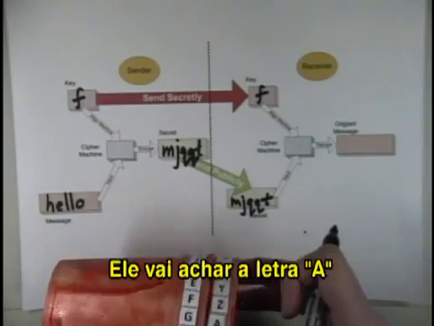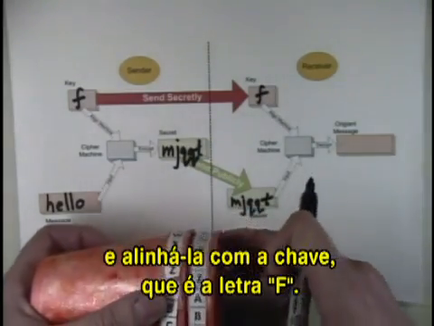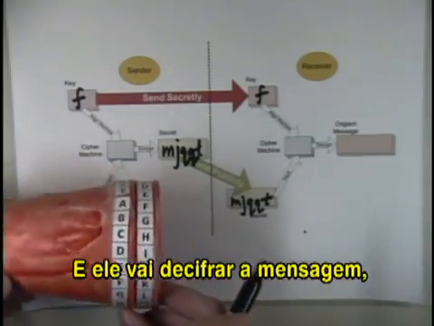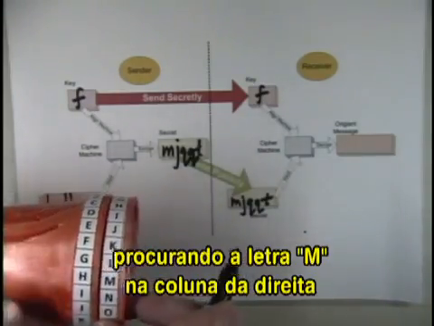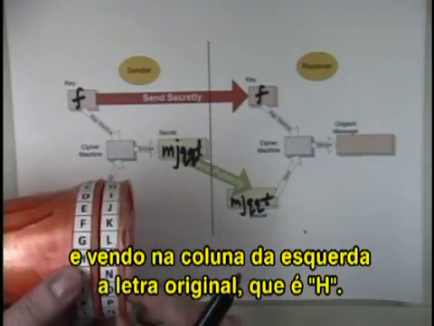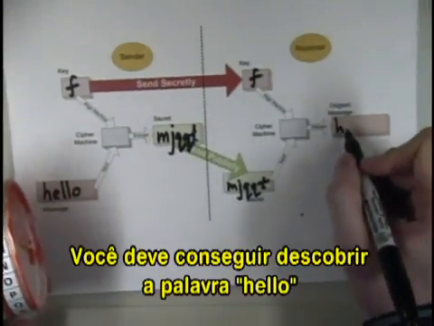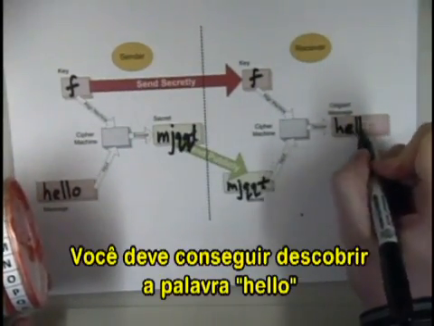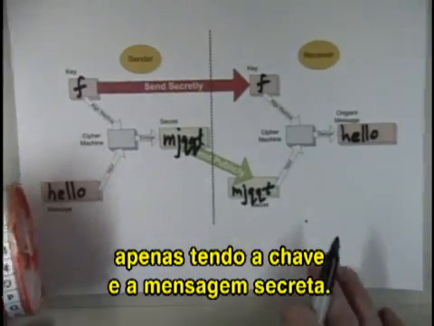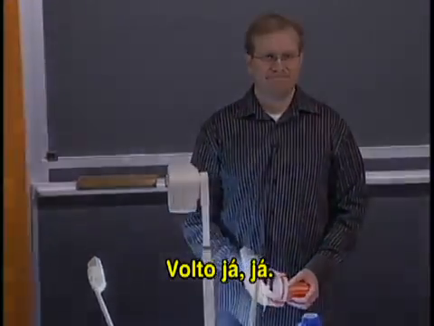So again, they're going to find the letter A and line it up with the key, which is the letter F, and then they're going to decrypt the message by looking in the right-hand column for the letter M, and looking to the left-hand column to see what the original letter was, which was the letter H, and so on. So you should be able to get the word hello out just by having the key and the secret message. So why don't you go ahead and do that now and come back and tell me how it goes.